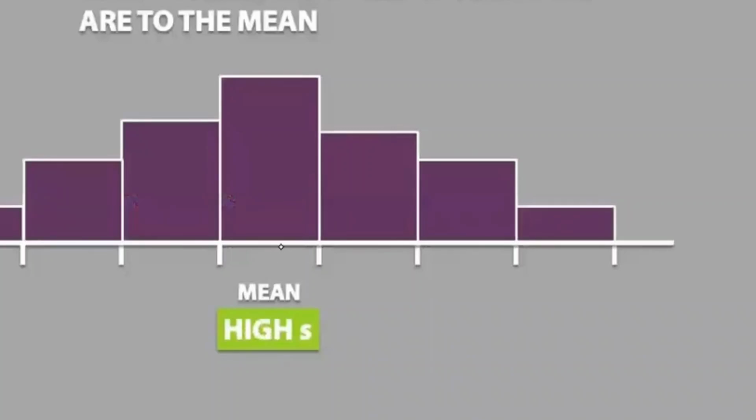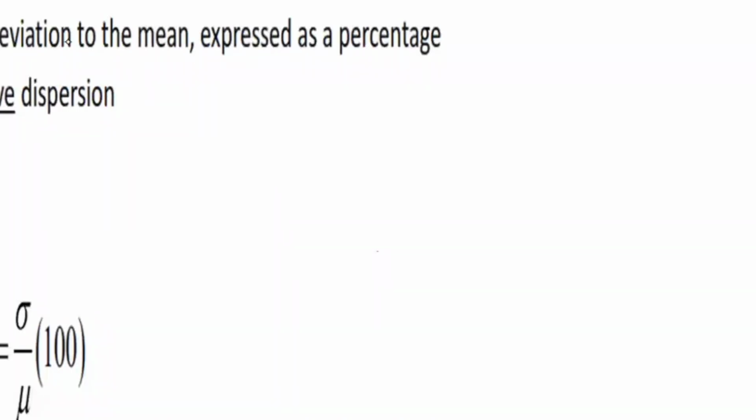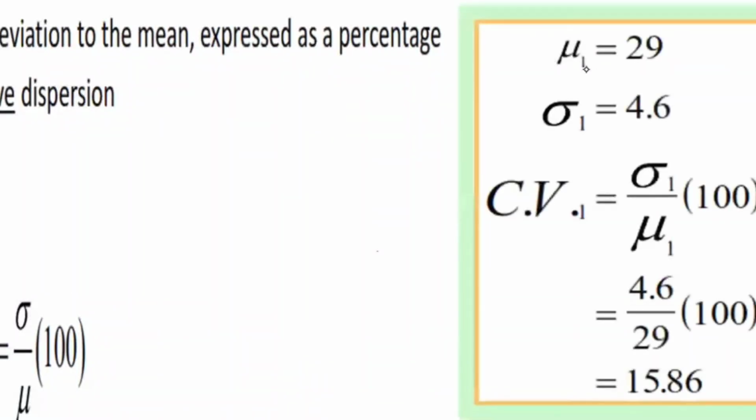Is that clear? The importance of standard deviation. Next one we are having is called the coefficient of variation. Coefficient of variation is nothing but the ratio of standard deviation to the mean, that is sigma by mu. So for any particular data, you calculate the mean value and the standard deviation, and sigma by mu is the coefficient of variation.